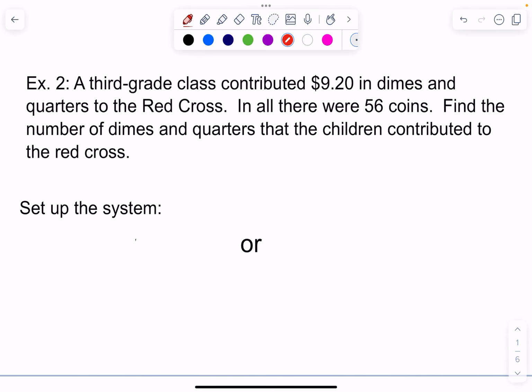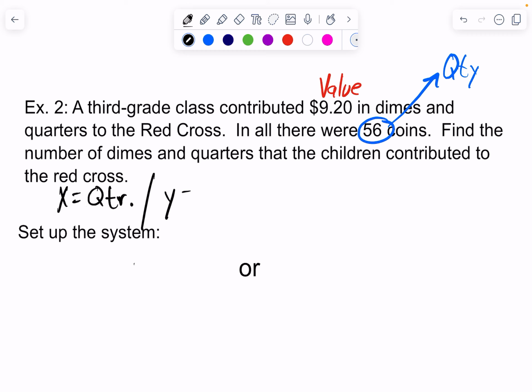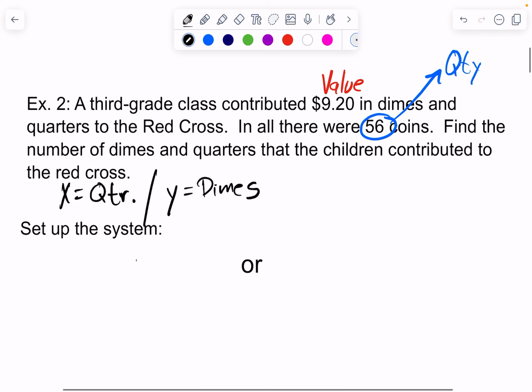A 3rd grade class contributed $9.20 in dimes and quarters. I don't know about you, but that looks like a value to me. And in all, there were 56 coins. I don't know about you, but 56, that looks like a quantity to me. Find the number of dimes and quarters that the children contributed to the Red Cross. Me personally speaking, I'm going to call X quarters, and I'm going to call Y dimes. And I'm going to try to think of my value and my quantity equation.